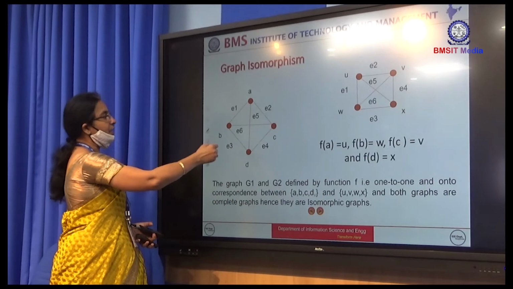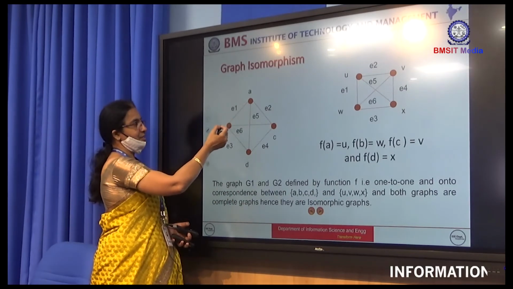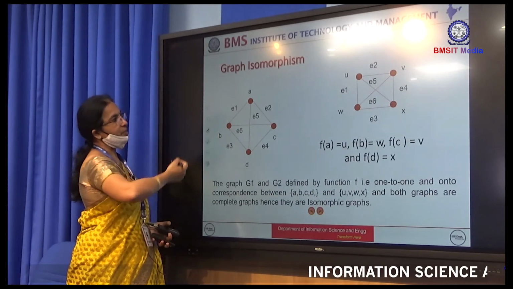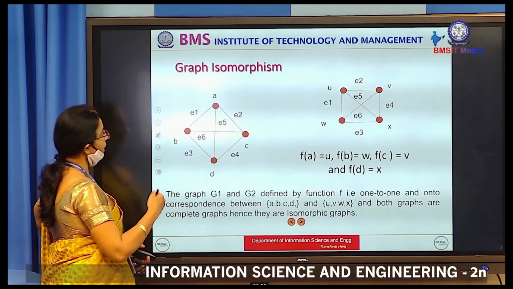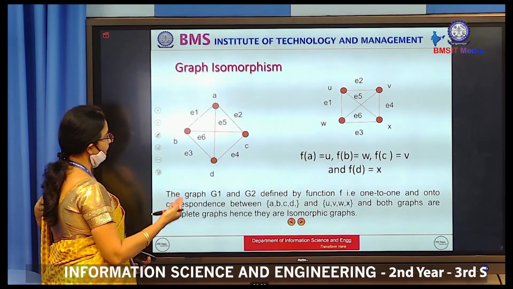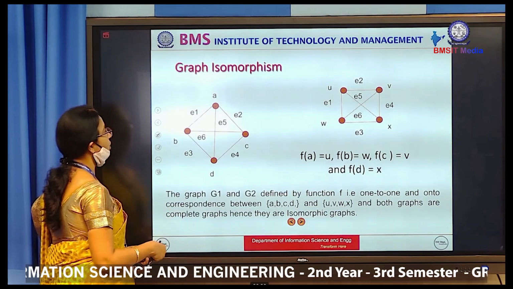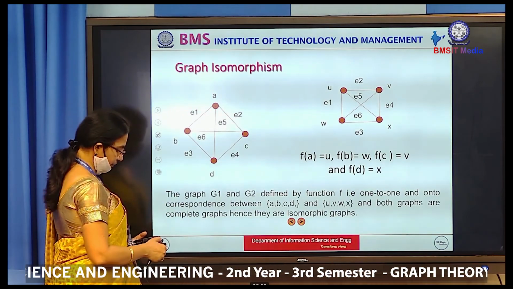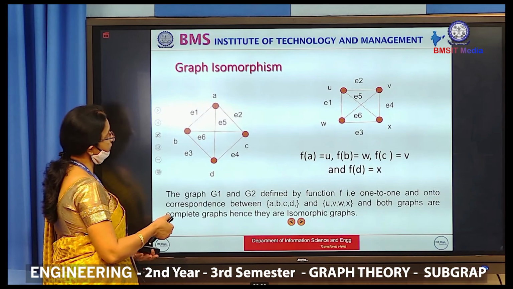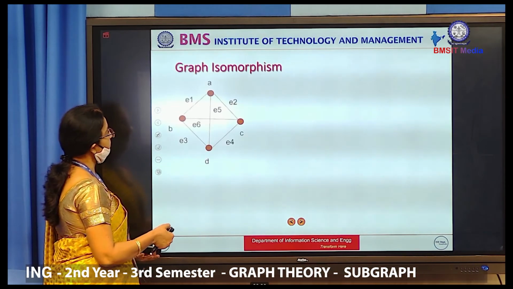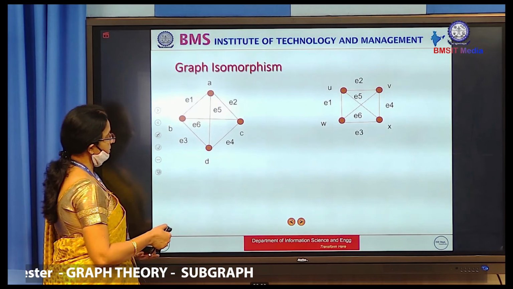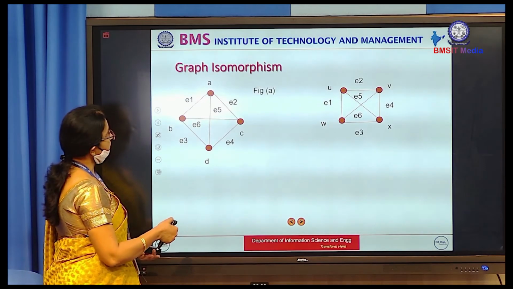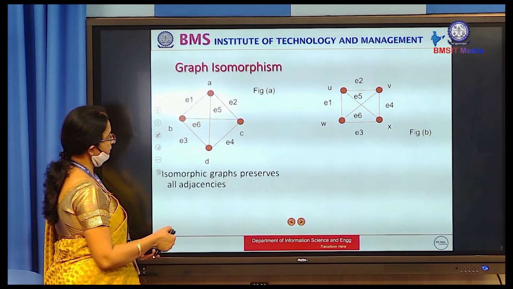So here they preserve the adjacency and also they preserve the cycles and all the paths that are part of the graph. So we can say that the two graphs are isomorphic graphs. That we'll see with more examples here. So here I have taken 2 graphs. This is figure A, figure B.